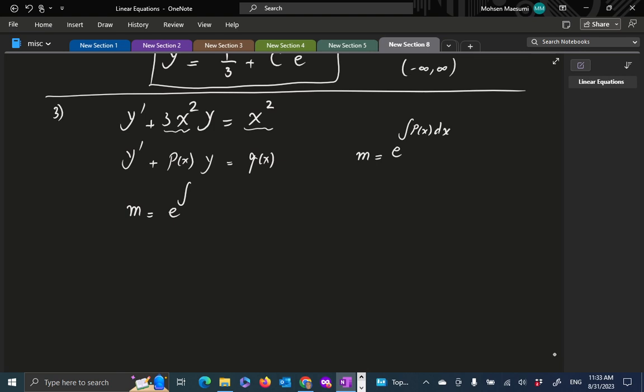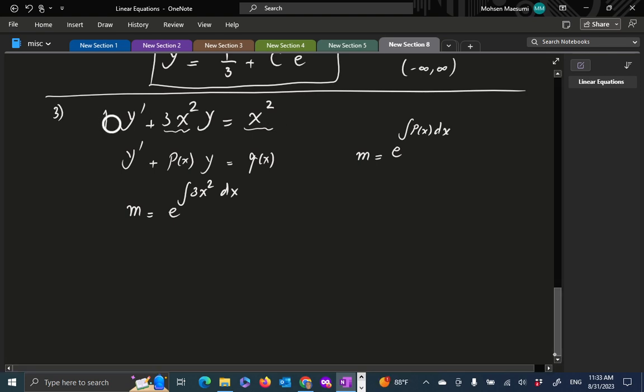Exponential of integral of 3x squared dx. So once again, what happened? We make sure we are starting with a 1. It's standardized. Okay, let's make sure we don't make a mistake. If there is something other than a 1, we divide the whole equation by it so that we have a standardized equation. Then we pick up the coefficient of y. Then we integrate it. Then we exponentiate it. And then that's our magical integrating factor.